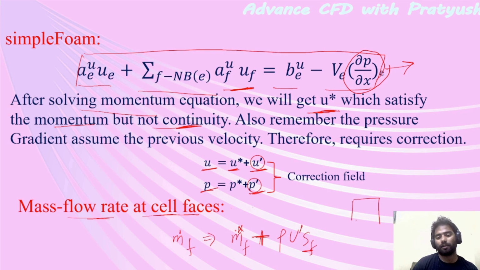If this is a cell, this is the S f, the normal face surface, and this is the correction velocity, and this is the constant density. So we can write it as m dot f plus m dot dash. I think you can relate here. This is the mass flow rate after solving the momentum equations, and this is the mass flow rate due to the correction field.